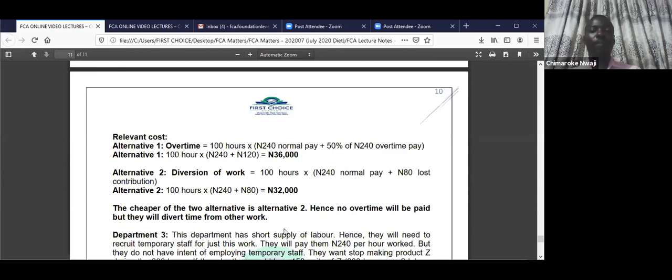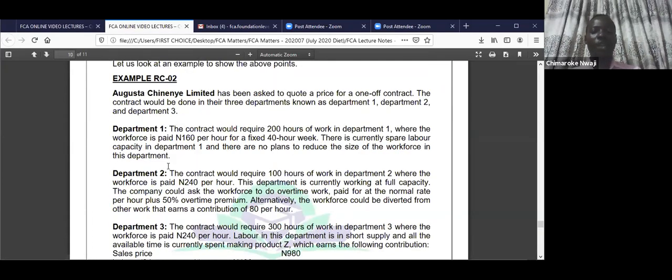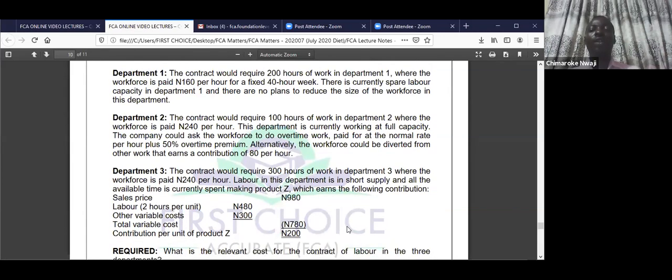That's not all. We'll go to department 3 and consider what the relevant cost is there. They said in department 3 that the contract will require 300 hours of work, where the workforce is being paid 214 naira per hour. That's beautiful. Labor in this department is in short supply.